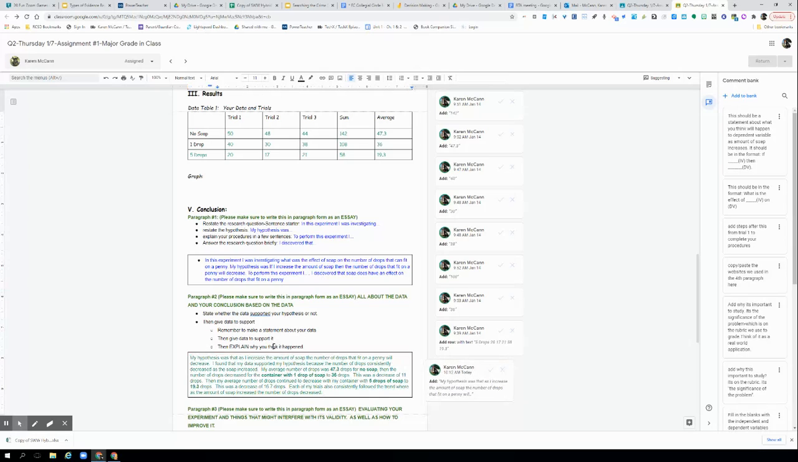But you're not done with your paragraph yet, because you have to explain why you think it happened. So you have to go back to remembering what we've learned about surface tension and what soap does to surface tension. Each of my trials also consistently followed the trend where as the amount of soap increased, the number of drops decreased.